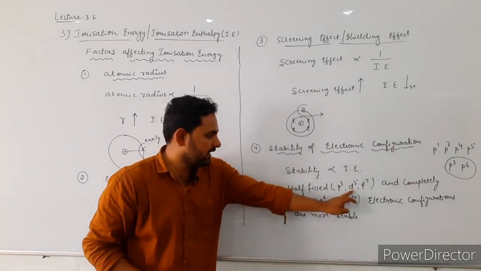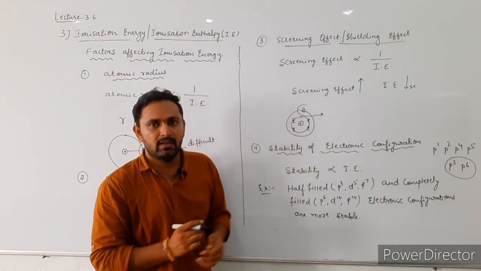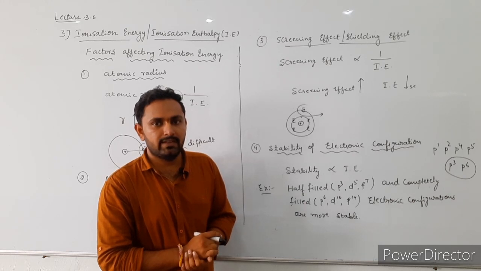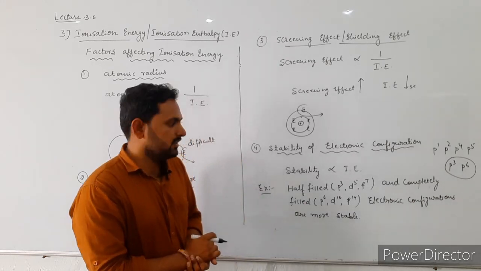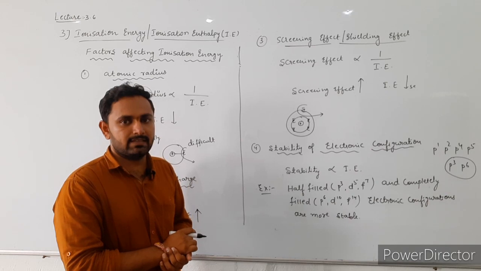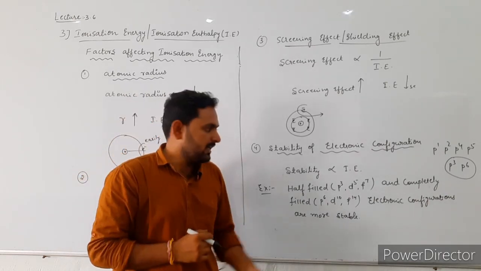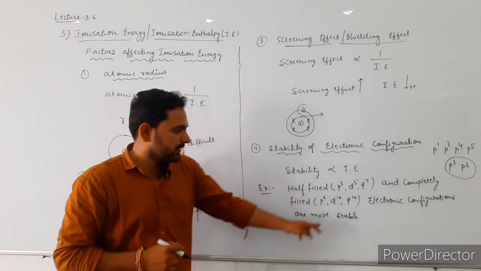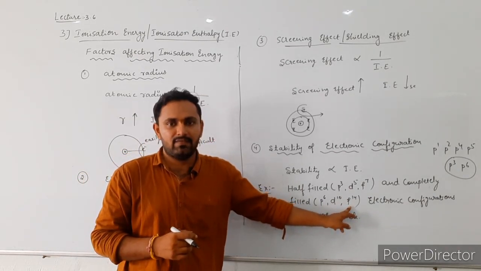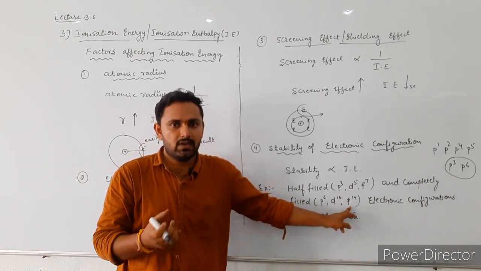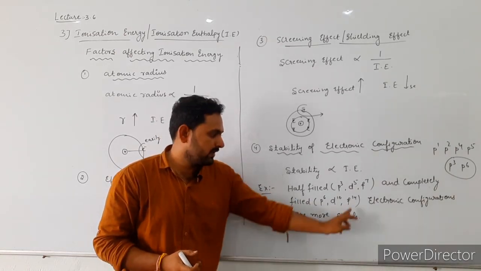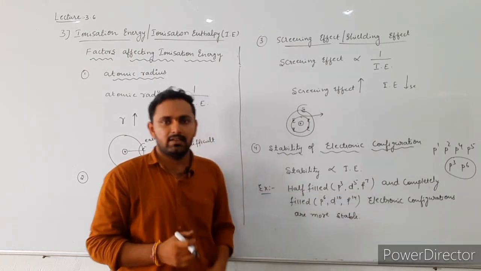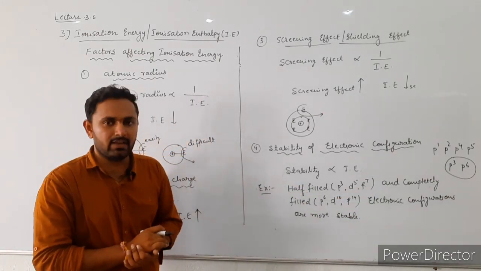Like D5 and D10, also more stable compared to D1, D2, D3, D4, D6, D7, D8, D9. Similarly, F electrons also. F1, F2, F3, F4, F5, F6 are less stable as compared to F7. And F8, F9, F10, F11, F12, F13 electronic configurations are less stable compared to F14. To remove electrons from F14 and F7 is difficult. So more energy is required.